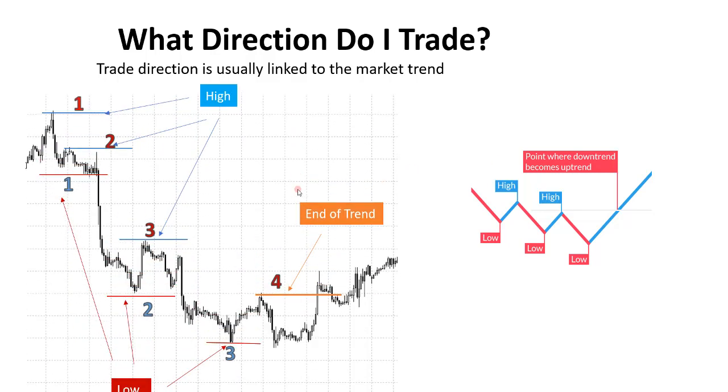Okay, this is an example. Look at the highs: 1, 2, 3, and 4. These are all highs of the market, but they were lower highs. 4 is lower than 3, 3 lower than 2, 2 lower than 1. What about the lows on this chart? 1, 2, 3, they are all lows, but 3 is lower than 2, 2 is lower than 1. So when you have a series of lower highs and lower lows, you say you are in a downtrend.